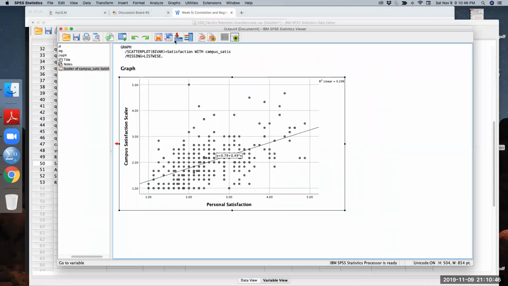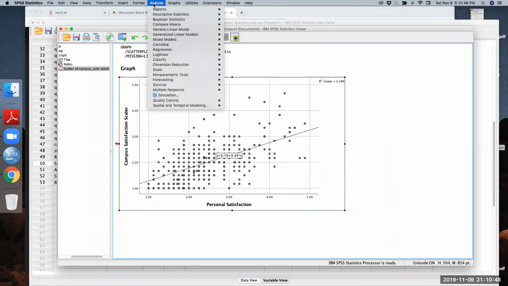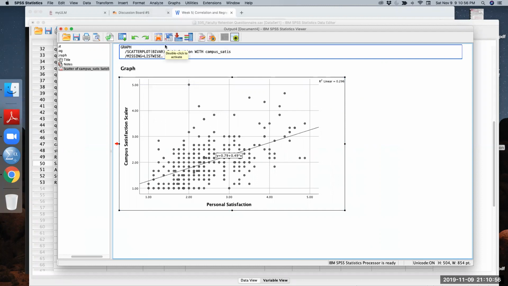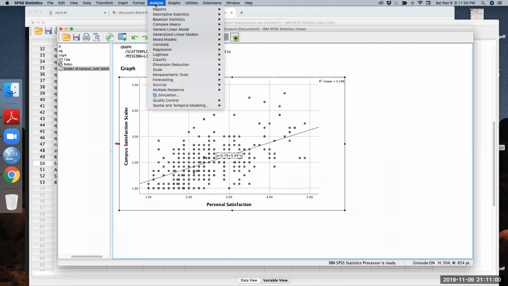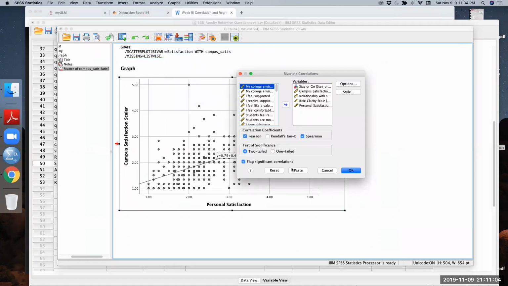Going back to the data points, click Analyze, regression. No, actually correlation. It's taking time to load. Analyze, Correlate, Bivariate. Okay, reset. And I want to look at the relationship between campus satisfaction and personal satisfaction. Is there a relationship?